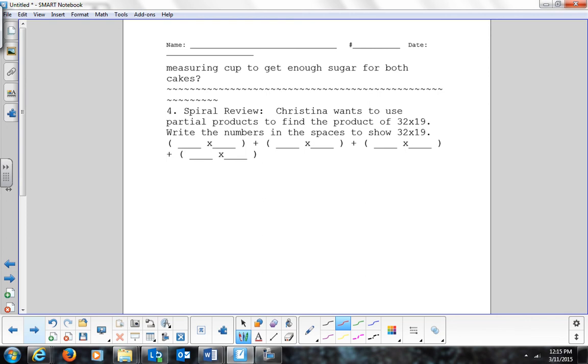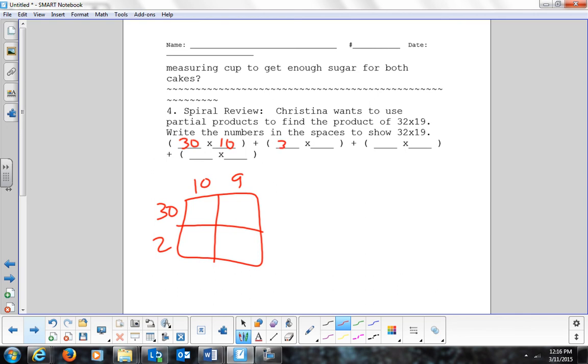Okay. And last one for the spiral review. This one was kind of even hard for Miss Friendly to remember because it was from the beginning of the year. Christina wants to use partial products to find the product of 32 times 19. Write the numbers in the spaces to show 32 times 19. Well, we have our box, right? 30 plus 2, 10 plus 9. So it would be 30 times 10, 30 times 9, 2 times 10, and 2 times 9.